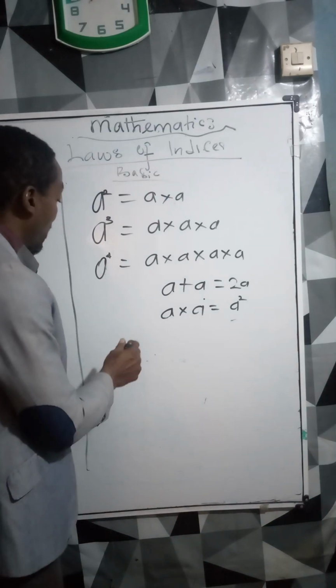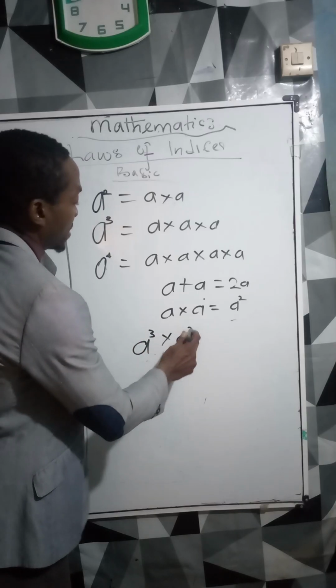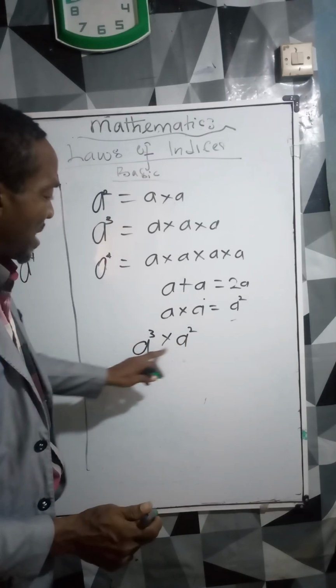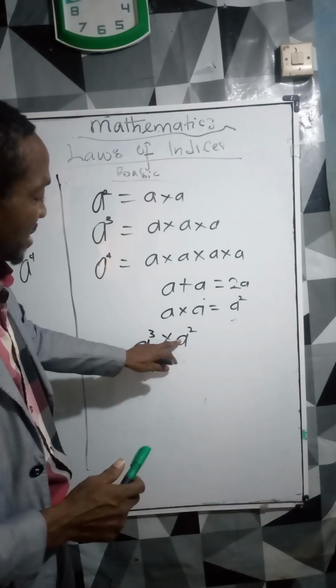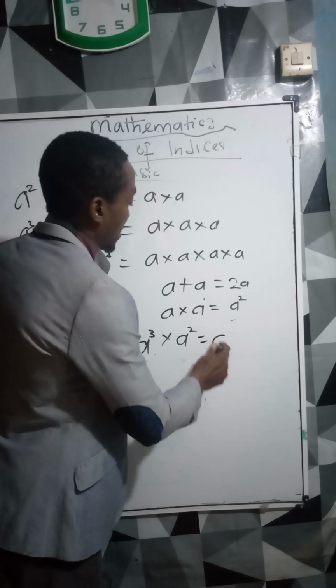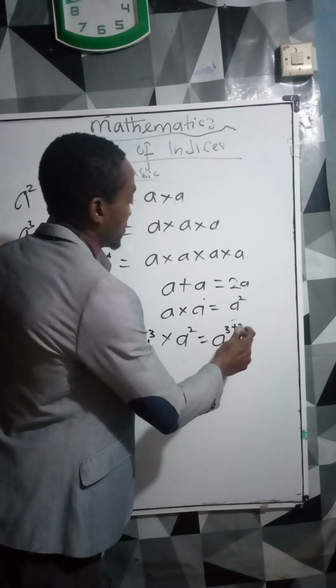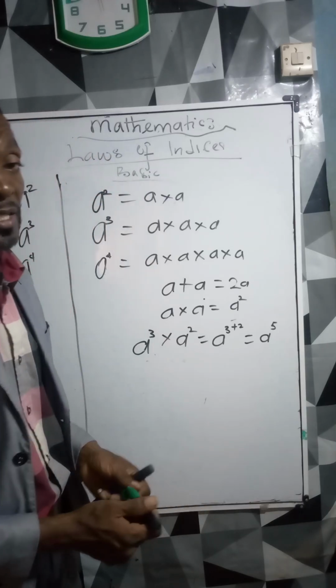So if you have a raised to power 3 times a raised to power 2, what the laws of indices are telling you is, as long as the bases are the same, you add the powers. So it will be a raised to power 3 plus 2, which will give you a raised to power 5. As simple as that.